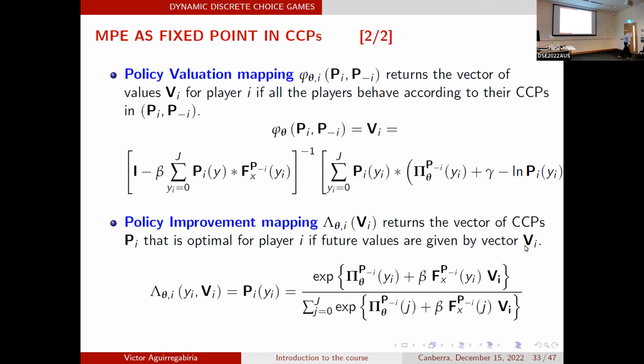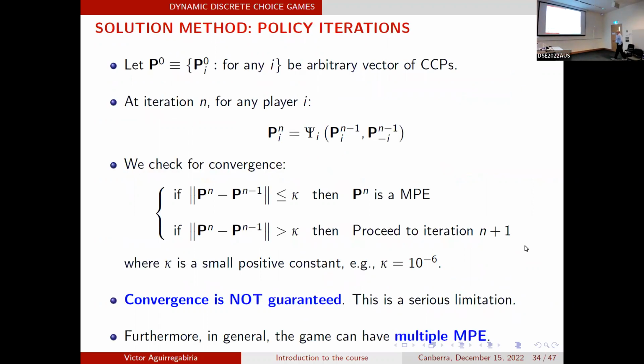Similarly as before, the main computational cost of one policy iteration is inverting this matrix. Typically, in the case of games, the curse of dimensionality can be more severe than in single agent models. The state space can be larger. But that is not going to be the main issue of this policy iteration method here. Then we can iterate, and then we check for convergence.